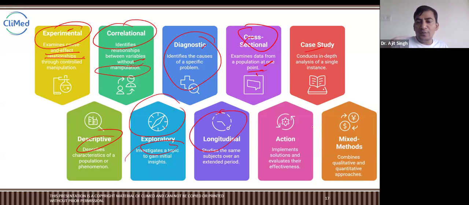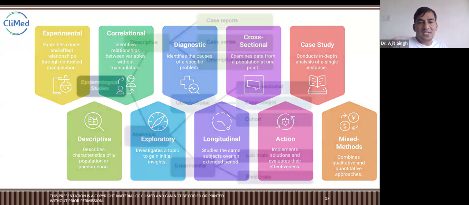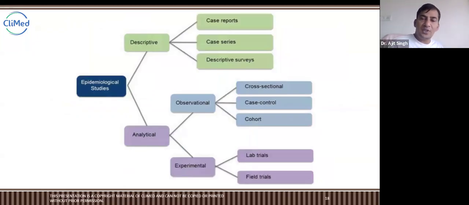Then action, to implement the solutions, like to implement policies, to implement a treatment, or to implement something in the companies or in a hospital or in the population. So those implementation studies are called action studies. Then the mixed methods, where we mix two methods, quantitative and qualitative, are called mixed methods. So these are just terms, but you must understand this is the actual thing we were talking about last time, and I have described it.